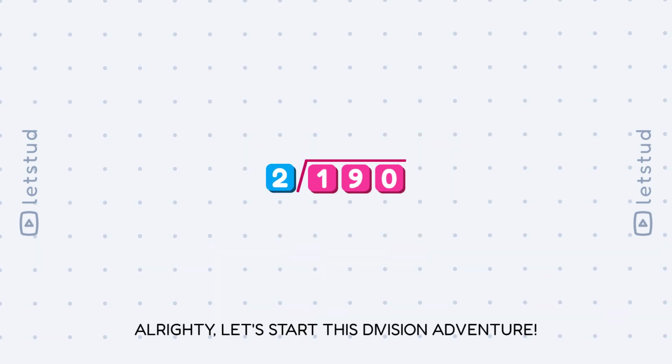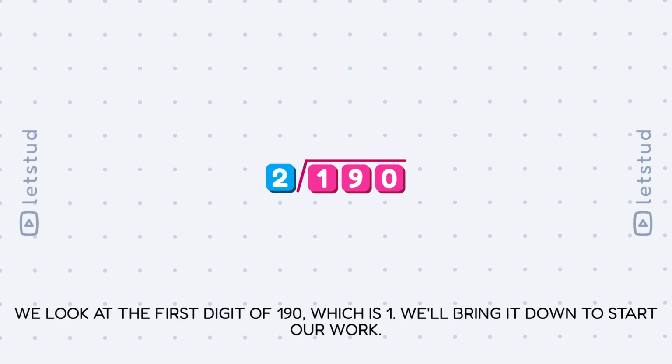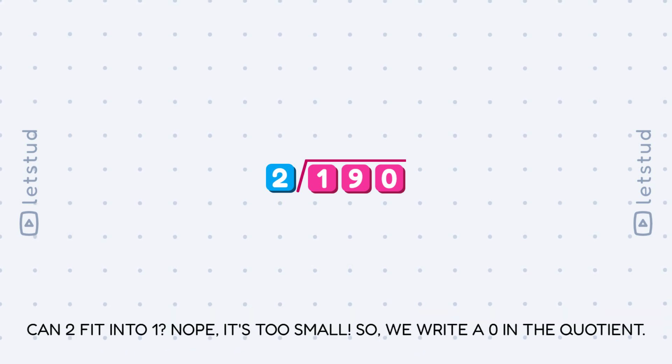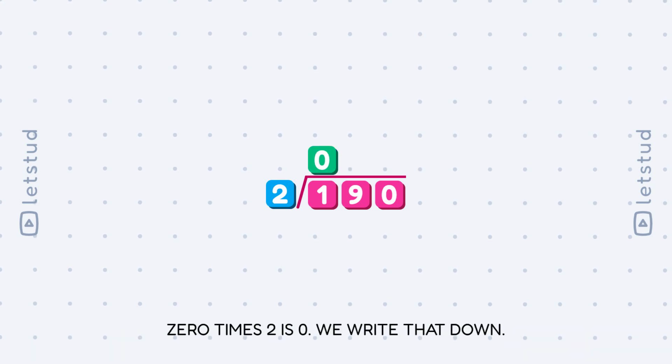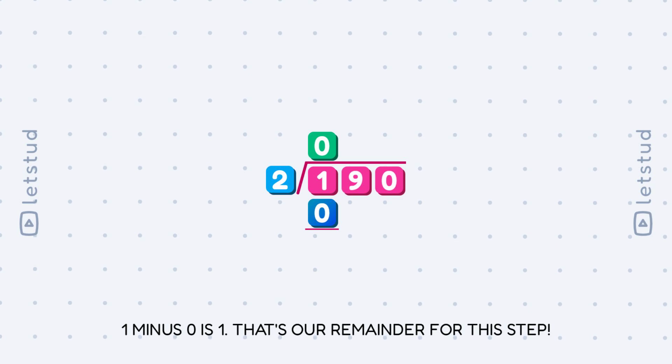Alrighty, let's start this division adventure. We look at the first digit of 190, which is 1. We'll bring it down to start our work. Can 2 fit into 1? Nope, it's too small, so we write a 0 in the quotient. 0 times 2 is 0, we write that down. 1 minus 0 is 1. That's our remainder for this step.